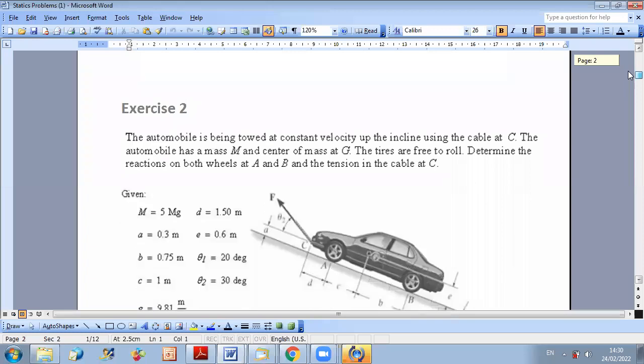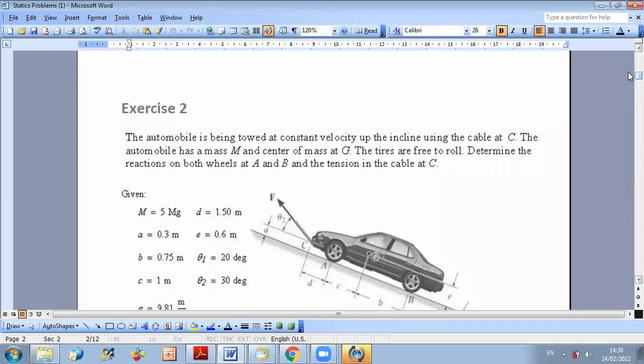Okay. Another problem. We have the following: a car is being towed at a constant velocity up the incline using the cable at C. The car has a mass M and a center of mass at G, and the tires are free to roll. Determine the reactions on both wheels at A and B and the tension in the cable at C.